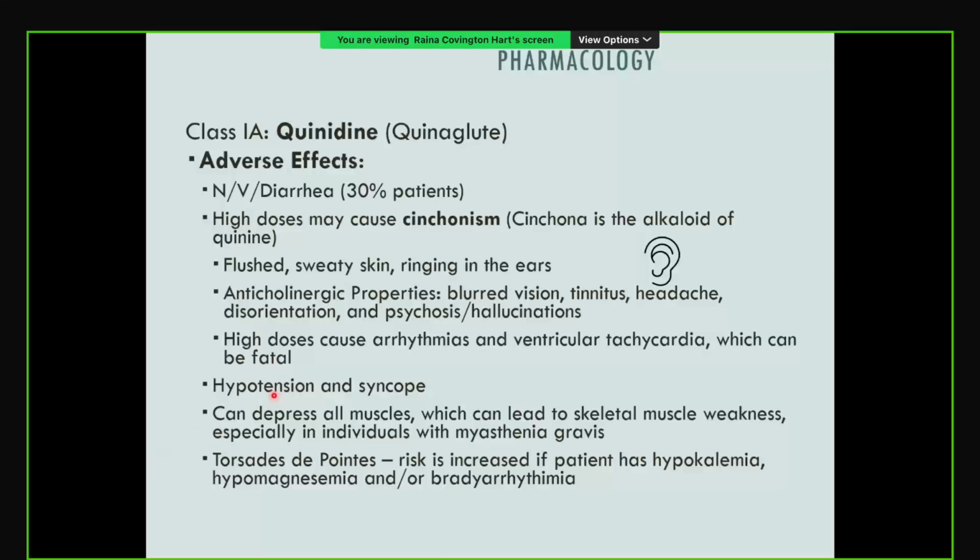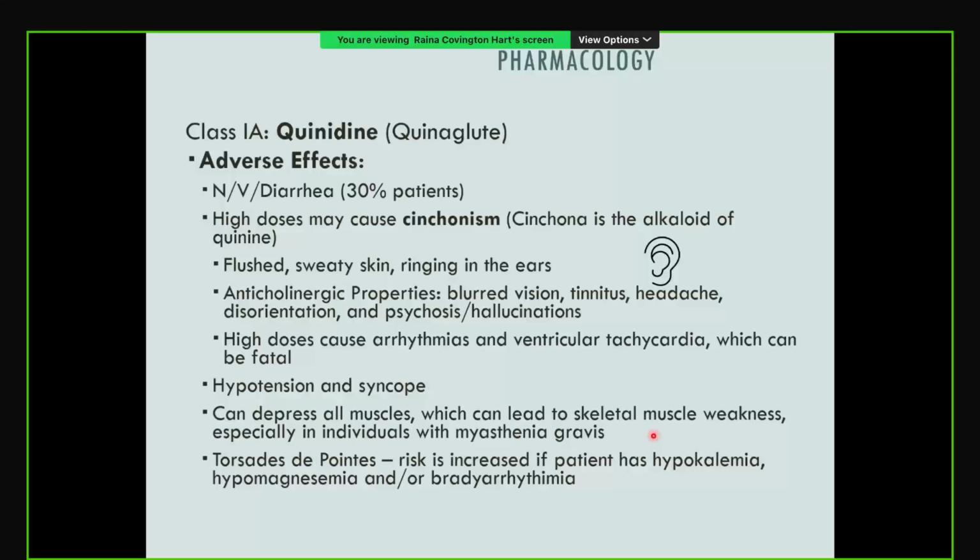Hypotension and syncope, you see that you have muscle weakness or depression of the muscles. So what this is essentially saying, if I already have a disease like MG that predisposes me to having muscle weakness, or they're very flaccid, I can see that increased by me putting this medication on board. And then torsades is, again, just another type of arrhythmia that could occur that can be deadly.